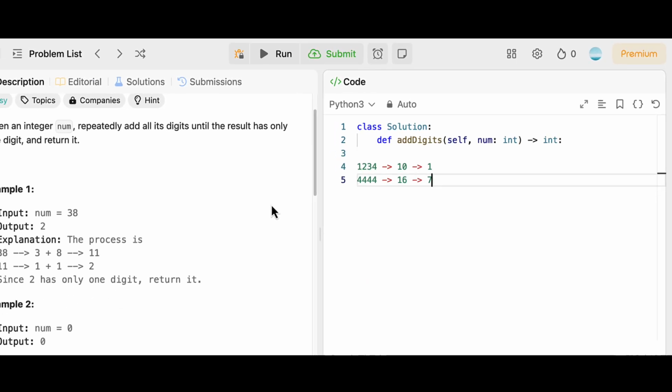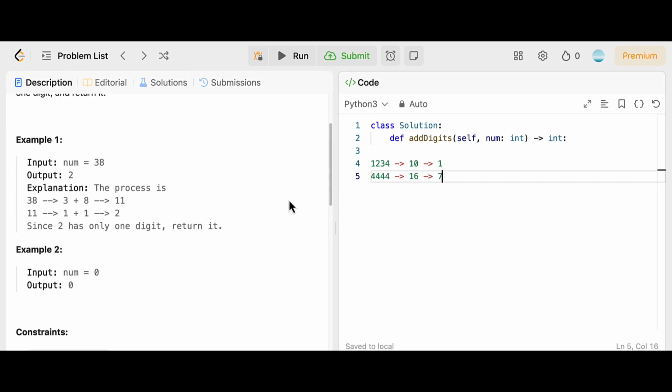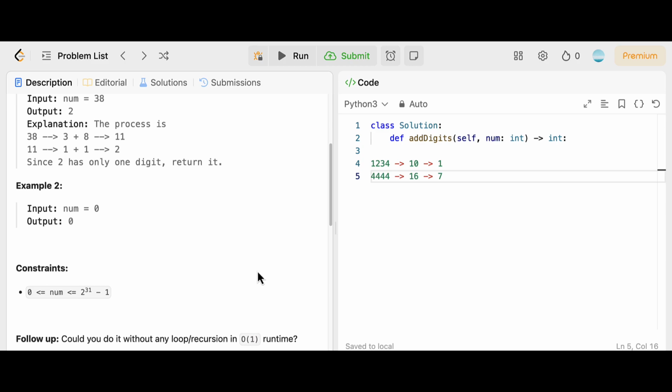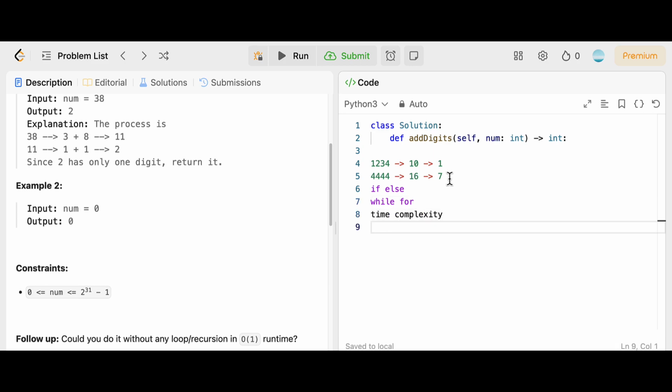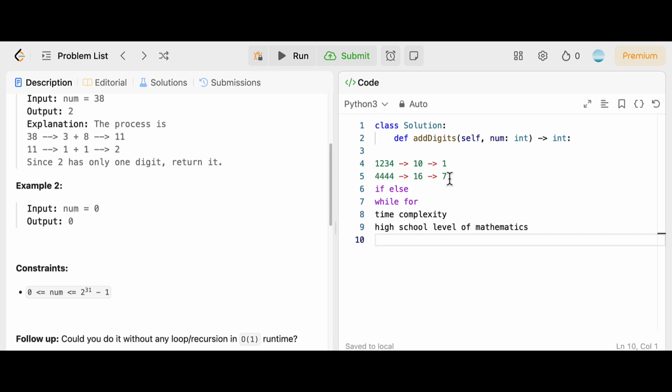But the interesting part is that this question actually has an O(1) solution. It means that you can achieve the result without any loop or recursion. And this part is very interesting. In this video, I assume you have the basic knowledge of programming, such as you know what if and else is, you know what a while loop is, you know what a for loop is, and you know the concept of common complexity. You also have high school level mathematics. Then you are good to go. So now you can pause the video and try to think about the optimal solution yourself. Then I will explain it later.